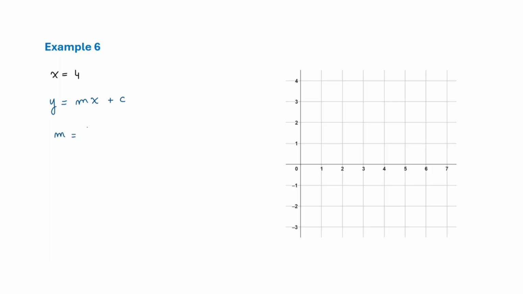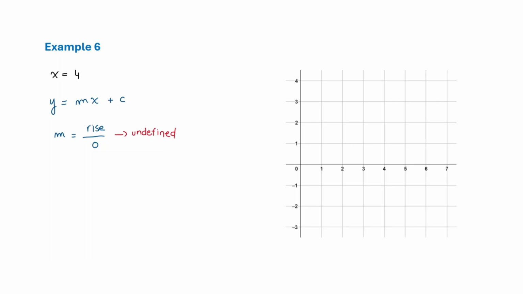In this case, x is always equal to 4. This means that when we move from one point on the line to another point on the line, the horizontal movement, the run, is 0. So the gradient would be rise divided by 0. But division by 0 is undefined. This means the gradient is undefined.